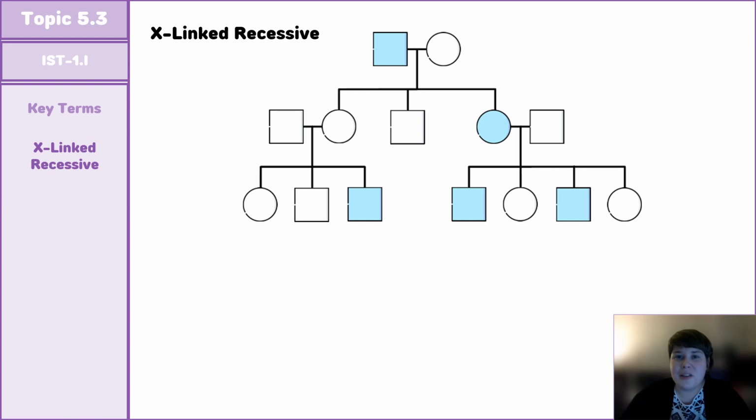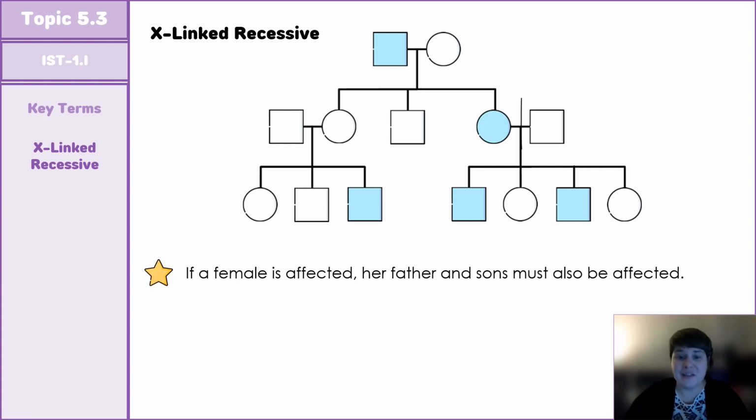The last pedigree that we're going to look at is our X-linked recessive characters, which can be masked from one generation to the next, just like our autosomal recessive characteristics. So a couple of the things that we want to keep an eye out for in order for us to help determine if this is an X-linked recessive characteristic is that if we have an affected female, her father and her sons must also be affected, because she's going to pass on that recessive X to her sons, and she is going to have inherited that recessive X from her father.